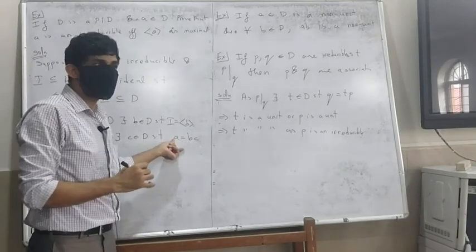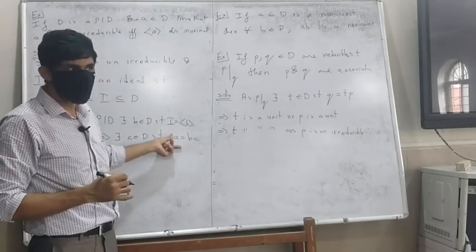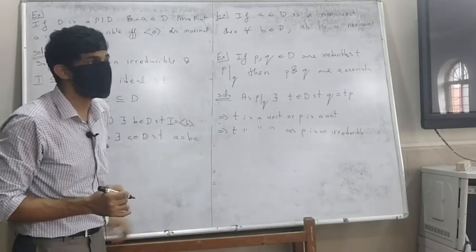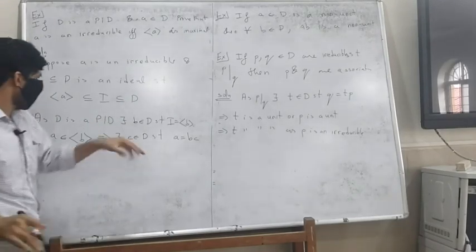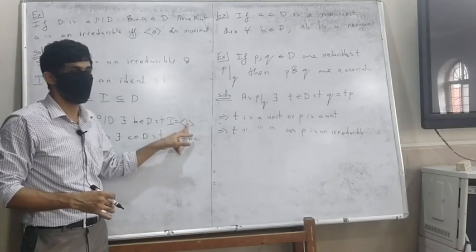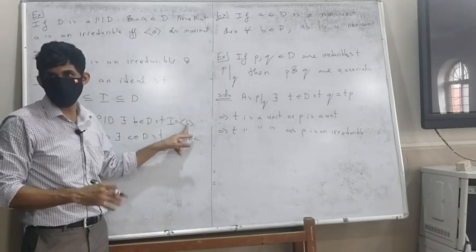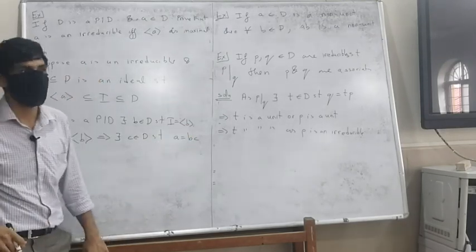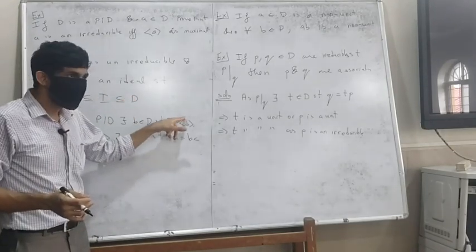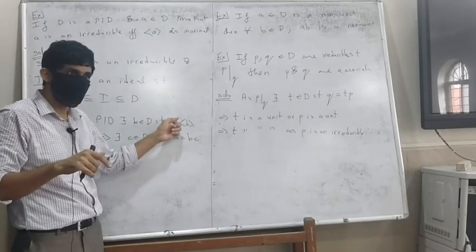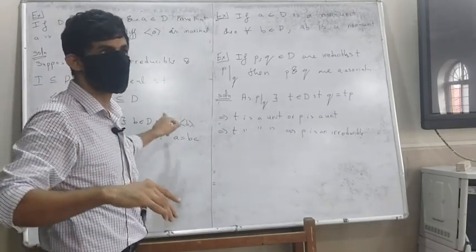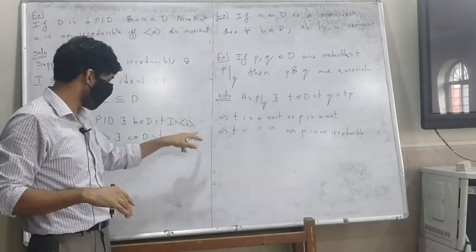Okay, but A is an irreducible. So what does that mean? Either B is a unit or C is a unit. First, what happens if B is a unit? That means this is the ideal generated by a unit. So what should it be? The full integral domain, right? There is no other way, because if this is a unit, that means B times B inverse will be in I. That means 1 is in I. Once 1 is in I, any x times 1 will also be in I. So that will tell you that this will be the entire D. That is if B is a unit.